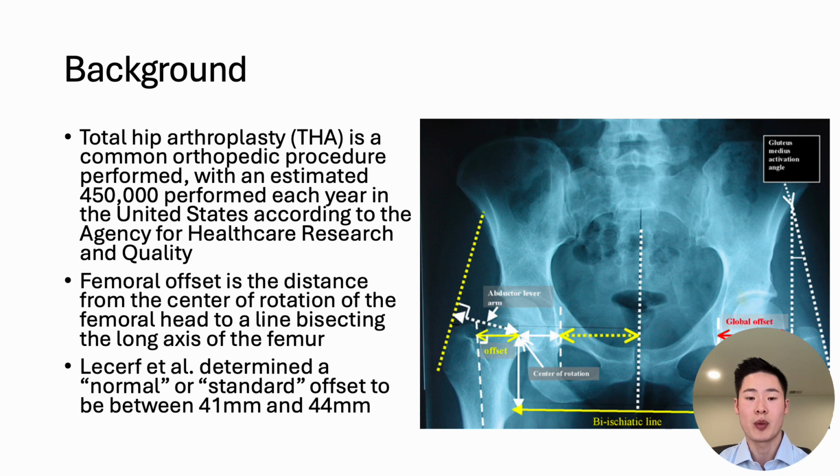This operation is performed for patients who have osteoarthritis of the hip, which is a disease associated with aging. We specifically looked at the femoral offset, which is seen in the image to the right. The femoral offset is the distance from the center of rotation of the femoral head, so this point here, to a line bisecting the long axis of the femur here. So again, specifically, we are looking at the femoral offset, which is this measurement right here. Lesurf et al. determined that a normal or standard offset was between 41 millimeters and 44 millimeters.